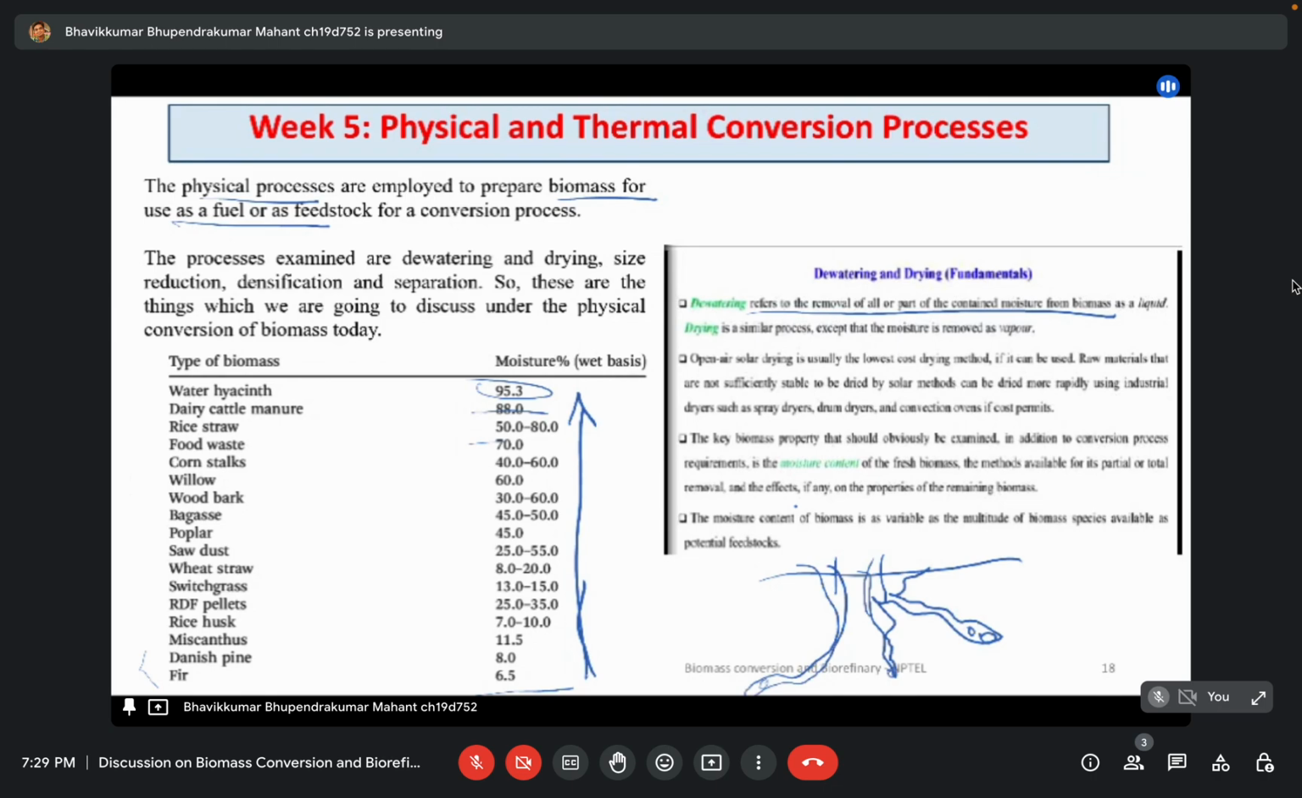Other than that, we can use some industrial dryers like spray dryer, fluidized bed dryer, rotary dryer, vacuum dryer, drum dryers. And the key biomass property that should obviously be examined, in addition to conversion process requirements, is the moisture content of the fresh biomass. It is more important to know the moisture content of the biomass, which will define the final product. So that's why we have to understand how much moisture content is there.